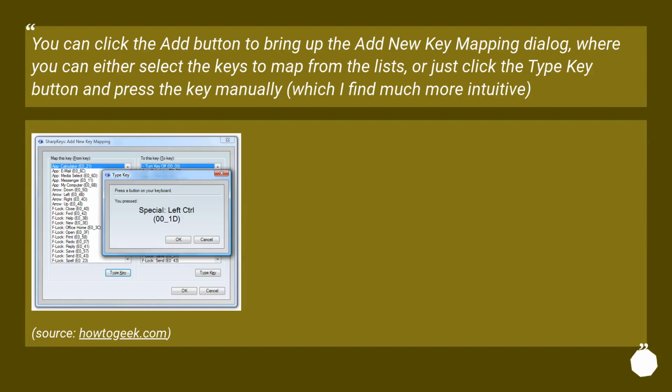You can click the Add button to bring up the Add New Key Mapping dialog, where you can either select the keys to map from the lists, or just click the Type Key button and press the key manually, which I find much more intuitive.